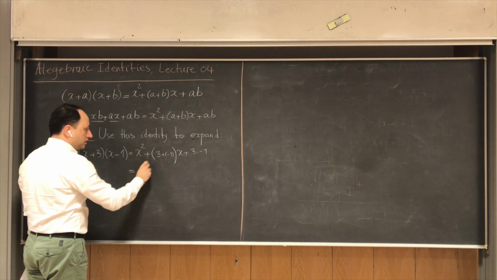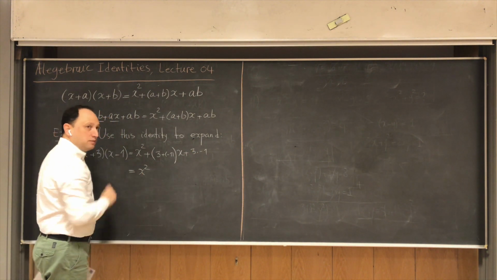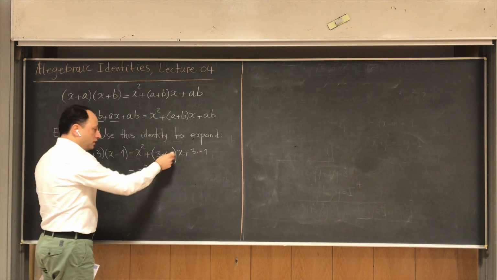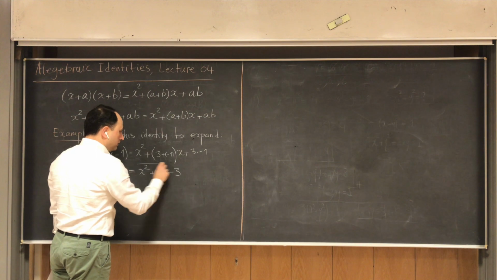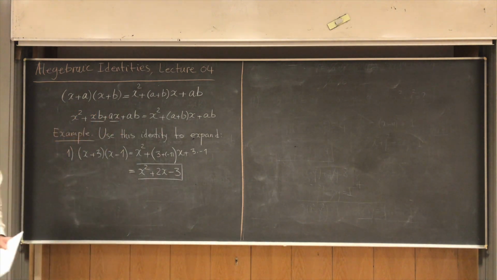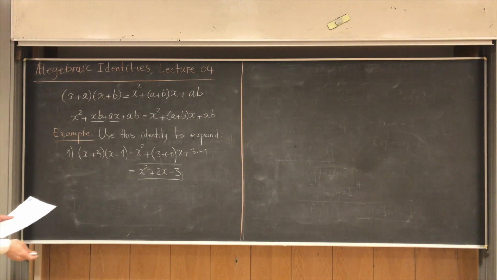So this becomes x squared. 3 plus minus 1 is 2, and 2 times x is 2x. And then I have minus 3. So that is a very simple task. Okay, let me give you one more example, at least of this type.